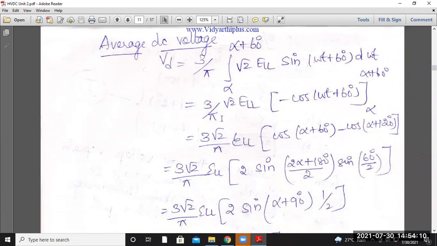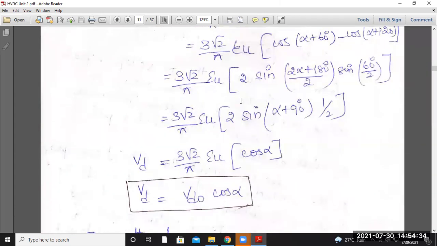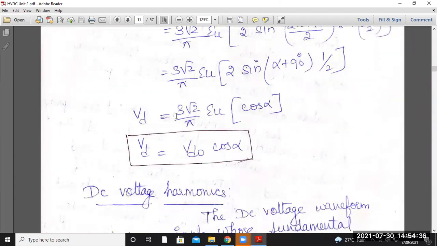So accordingly, put the value: 3 root 2 upon pi EL, cos omega t plus 60 degree minus cos alpha plus 120 degree. That will represent it; if you put the values of the different ranges, you will get different values. So accordingly, convert cos A plus B minus cos A minus B, and that will give you this equation. Just solve this trigonometric equation. You will get VD equal to 3 root 2 upon pi EL cos alpha.